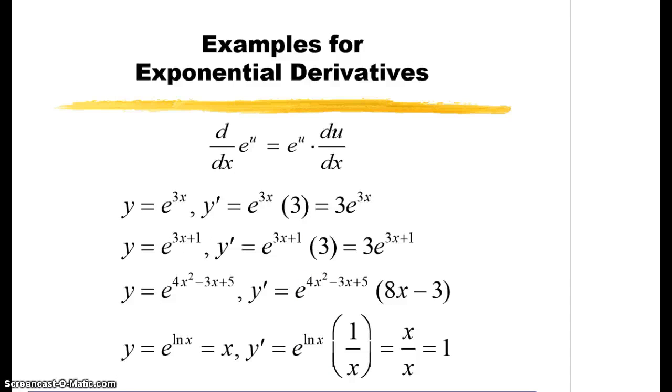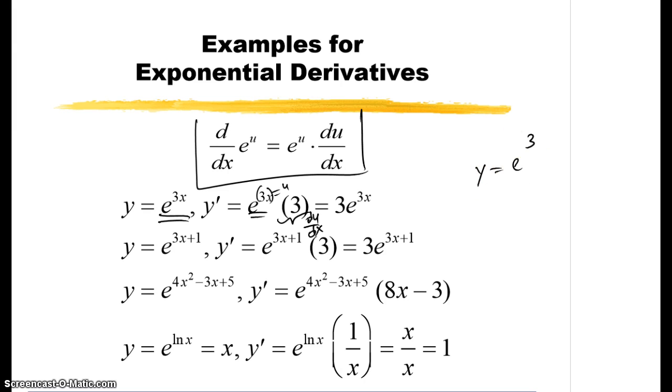Here are those more examples actually on this slide for exponential derivatives. So if we have y equals e to the 3x, then y prime would be e to the 3x times the derivative of my u, right? This is the formula we're following here. The derivative with respect to x of e to the u, where u is a function of x, that's just e to the u times du dx. So if the function is e to the 3x, I rewrite e to the 3x and I multiply by the derivative of u, which is 3x, with respect to x. That's how I get 3e to the 3x.